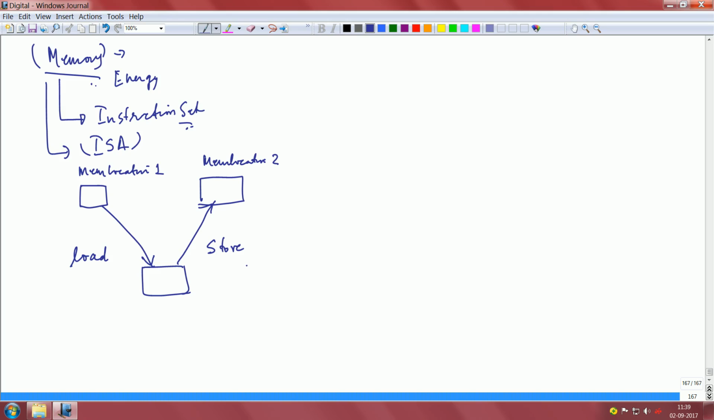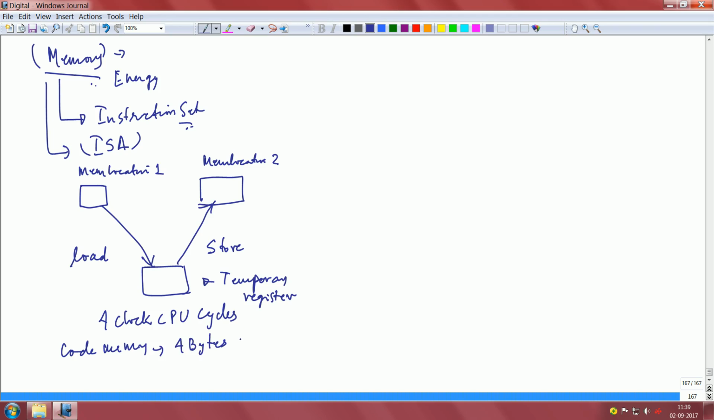Essentially this load store is nothing but 4 clock cycles, 4 CPU clock cycles. This is just an example. What is this? This is the temporary register. In terms of code memory, you need 4 bytes of code storage. That is the space required.